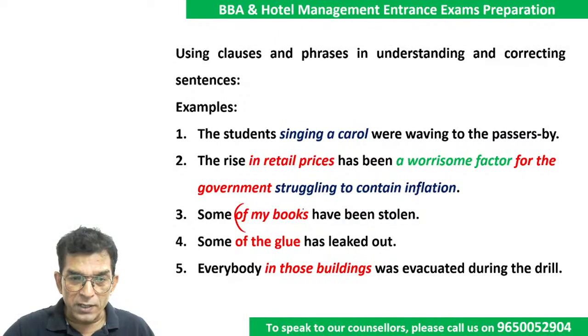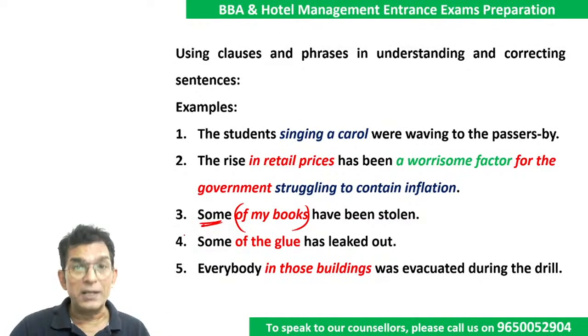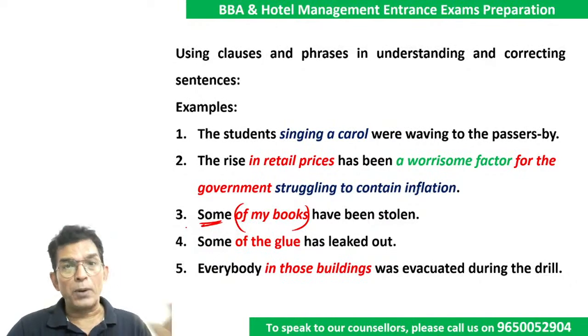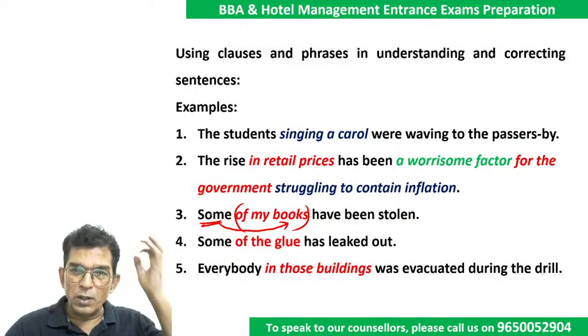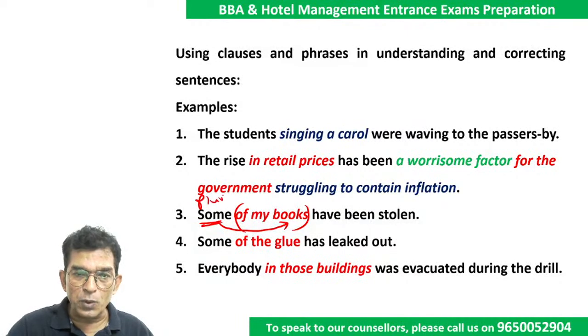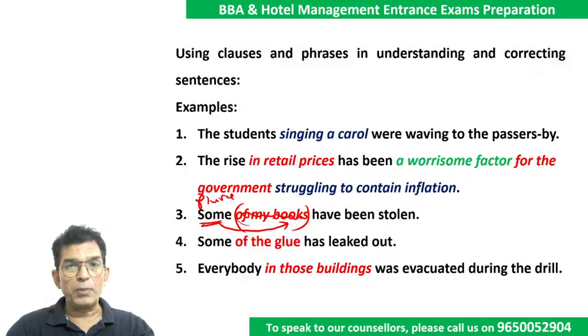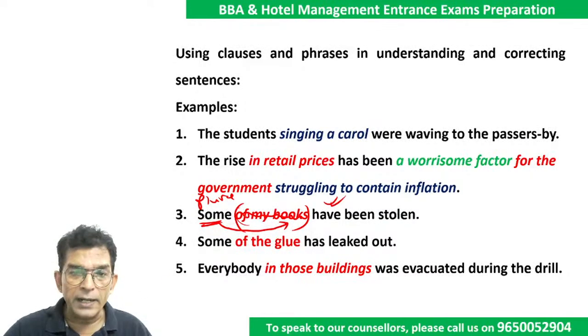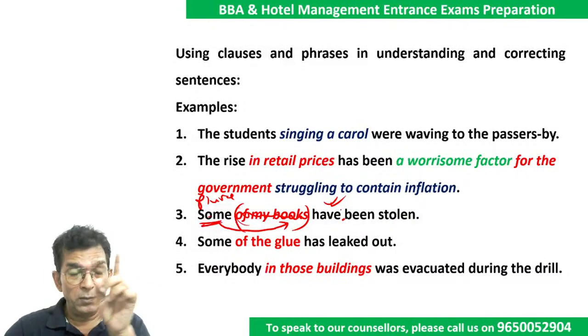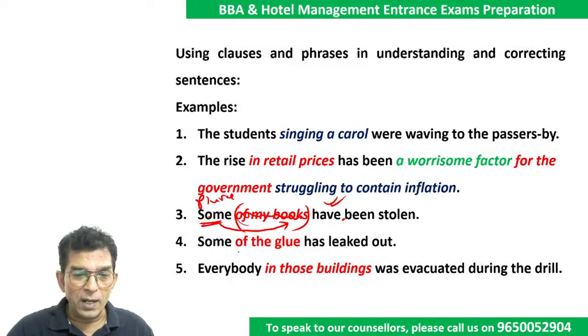Of my books is a phrase. So, if I remove this, how will I decide some is singular or plural? But some actually is a pronoun. A pronoun requires a noun. So this pronoun is pointing to the noun. What is the noun? It's plural. Therefore, I'll consider some plural and I'll remove this phrase. Once I know what the pronoun is pointing to, it's a plural noun, I'll remove the phrase and I'll write have, because some is pointing to a plural noun. Now come to the next sentence.